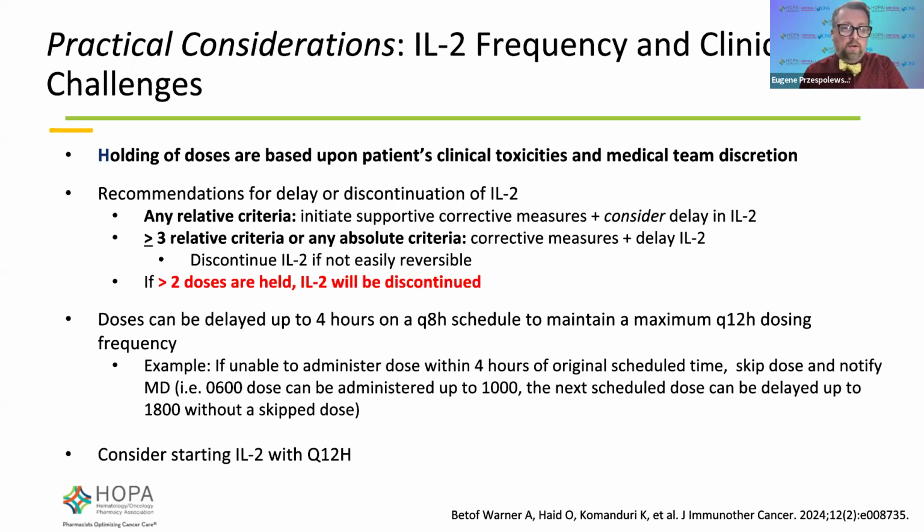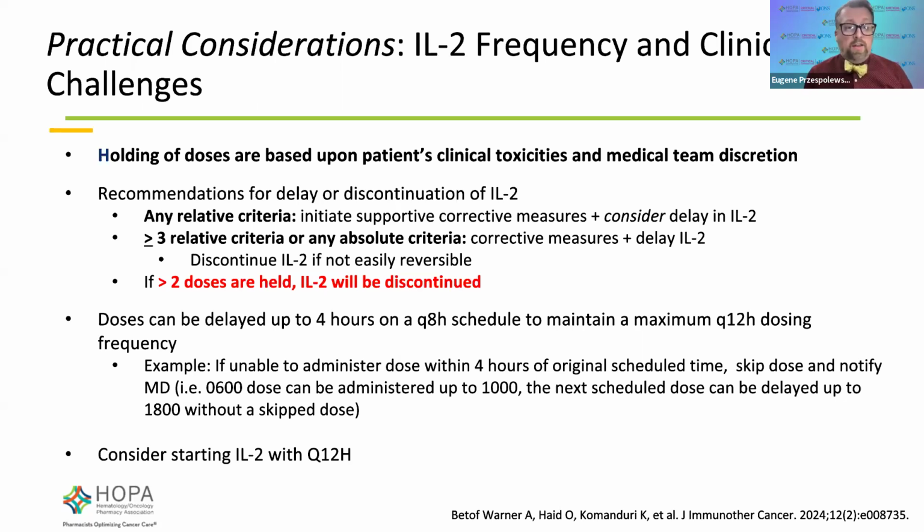Any of the relative criteria, according to the TIL working group, should initiate supportive care measures and consider a delay. When you start to stack and add up some of these criteria, or you have absolute criteria, that's when you definitely want to delay and really start to consider a discontinuation unless they're easily reversible. So if more than 2 doses are held, you should discontinue. And to Becca's point, you're looking at the cardiovascular, the renal, the pulmonary, and those side effects and complications tend to complement each other and pick up pace.